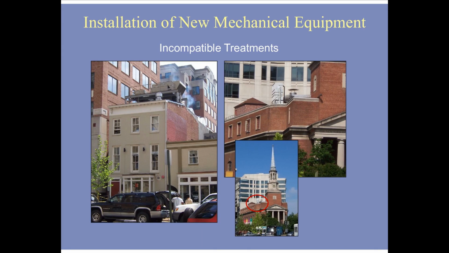Standard 10: New additions and adjacent or related new construction shall be undertaken in a manner that if removed in the future, the essential form and integrity of the historic property and its environment would be unimpaired. These buildings, located in Washington, D.C., are good examples of what not to do.